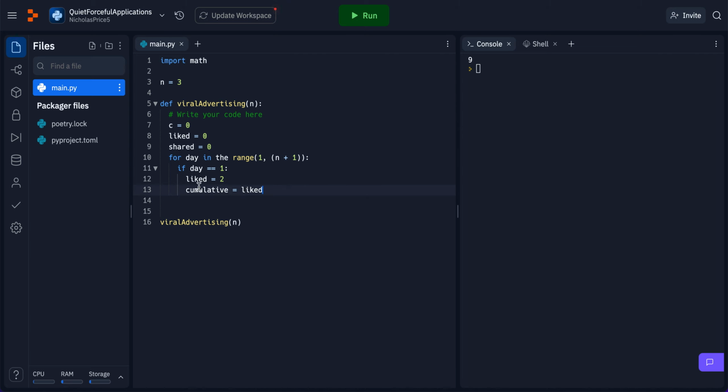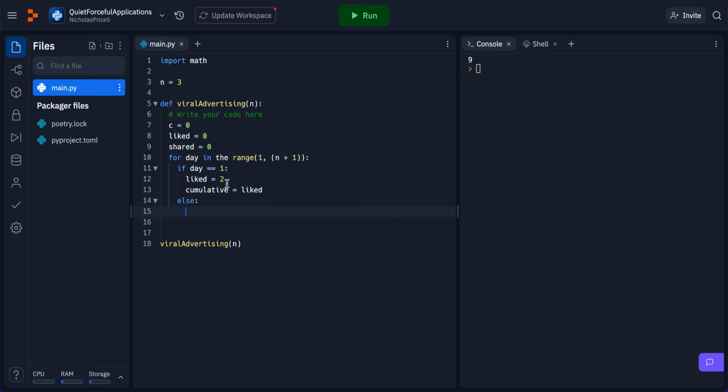So we go ahead and set our cumulative equal to liked because it is only the first day. Okay, so then what would the next day be? The next day would be day 2. And what needs to happen on day 2?